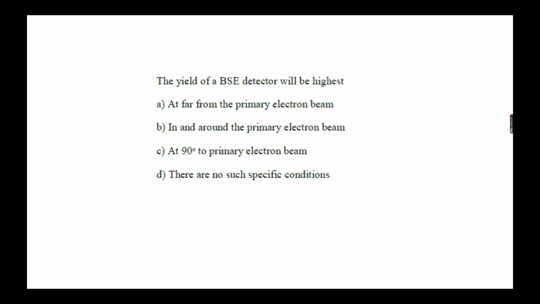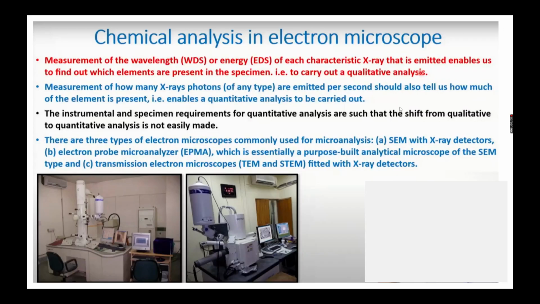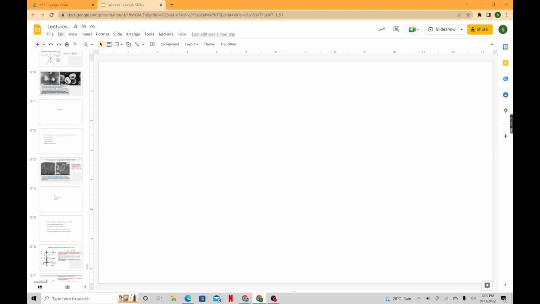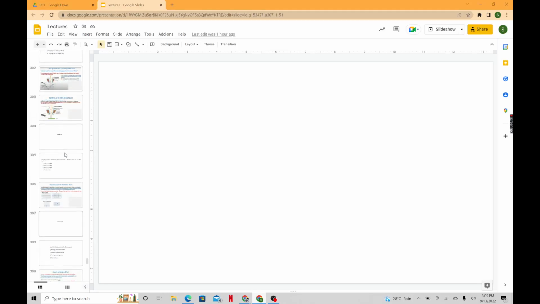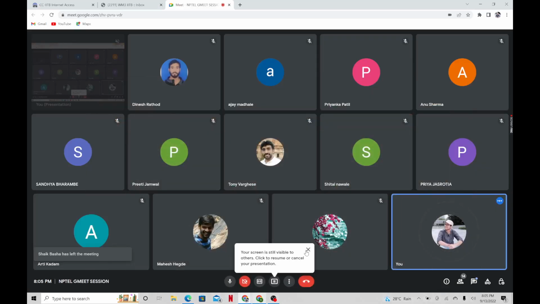The yield of BSE will be in and around the primary electron beam, and the EDS and WDS capture what? Energy. E means energy, and W the wavelength of the photons, respectively. So EDS is for the energy, WDS for the wavelength of the photons. This is clear from this slide. So the answer will be A. I hope this many questions are sufficient to solve this week's assignments. Hopefully you will be able to solve them.